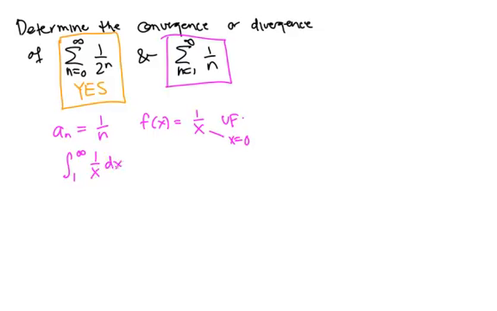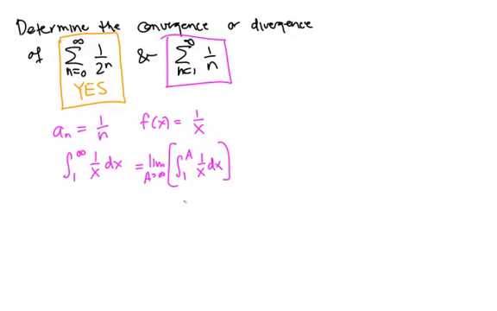Just like last time, this is discontinuous at x equals 0, but that's not a problem in our lower limit. But our upper limit is an infinity, so this is once again an improper integral. We can't use the fundamental theorem. Instead, we're going to have to integrate from 1 to some stopping value a of 1 over x dx, and then when we have that value, we'll take the limit as a goes off to infinity.